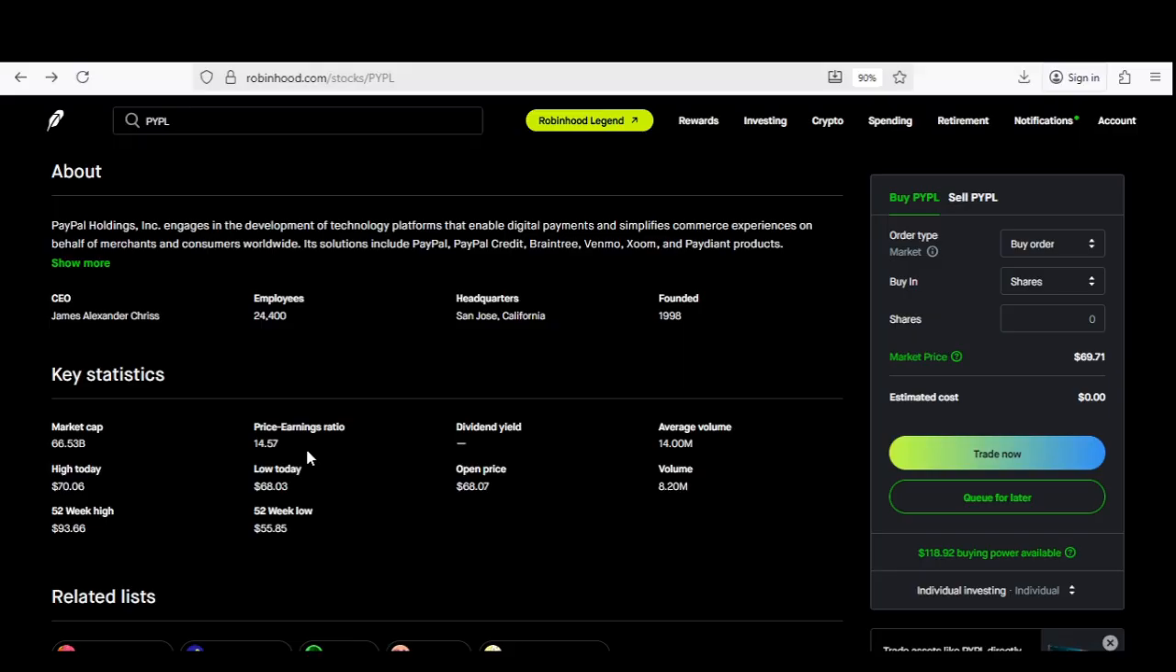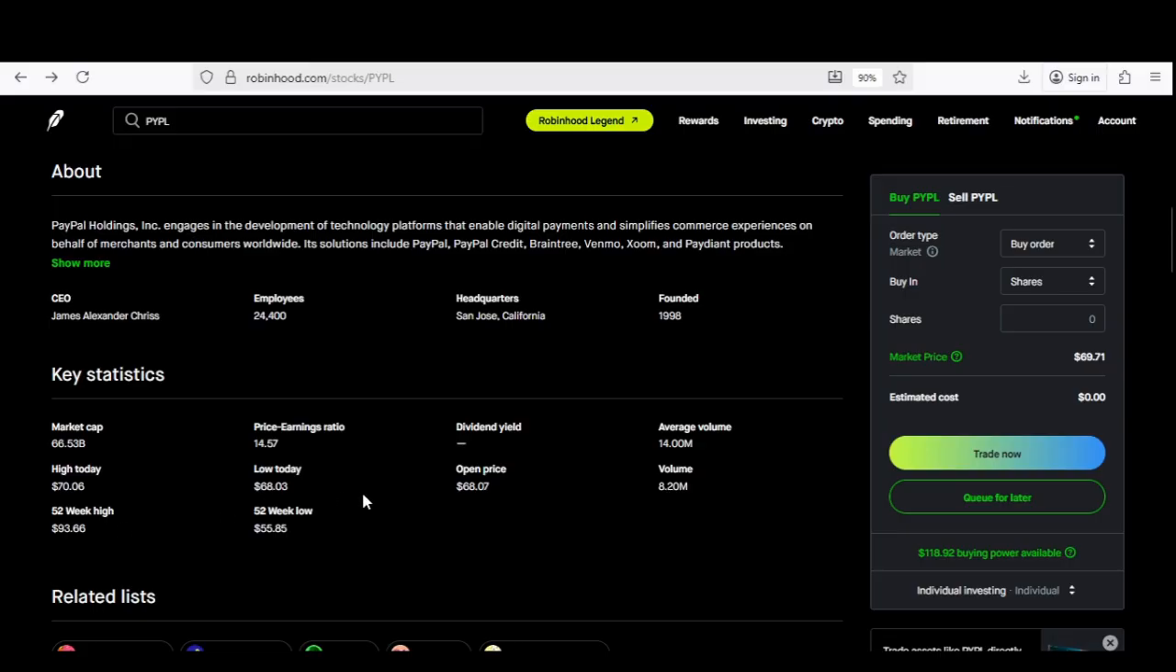Now, just going down a step further, there's a 52-week low of 55.85. This 52-week low right here shows that the current share price of $69 is way closer to the 52-week low than it is to the 52-week high, which tells us once again there's some upward momentum that can be had.